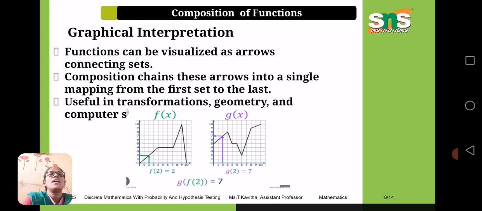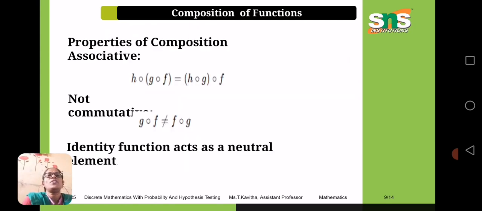Next, this is the graphical interpretation. Functions can be visualized as arrows connecting sets. Composition changes these arrows into a single mapping from the first set to the last, useful in transformation, geometry, and computers. Properties of composition: it is associative. This is not commutative. We already said that.